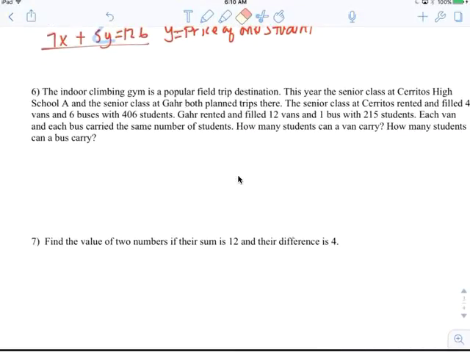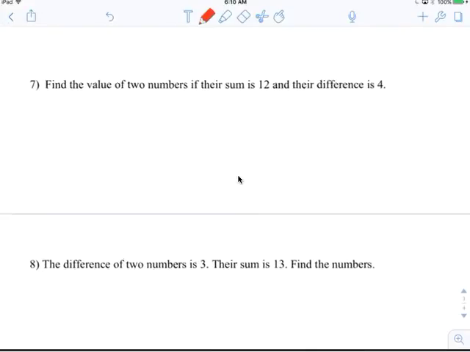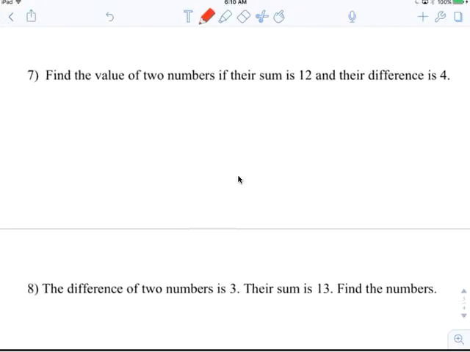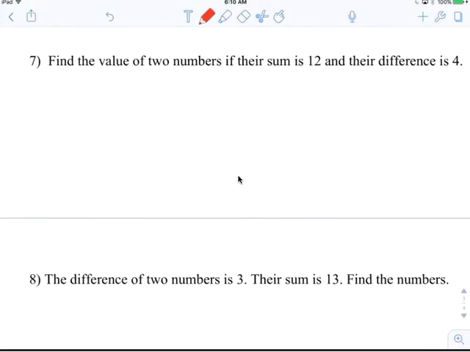So remember, read the question, and the question should help you to understand what x and y mean, okay? Find the value of two numbers if their sum is 12. So if two numbers have to equal 12, we don't know those numbers, so we give them A and B. First number, second number, two numbers. So A plus B equals 12.